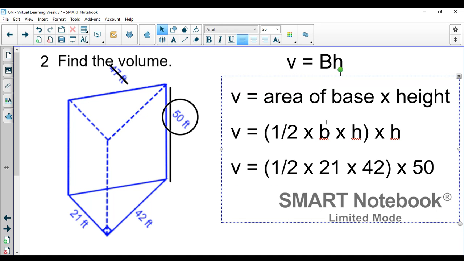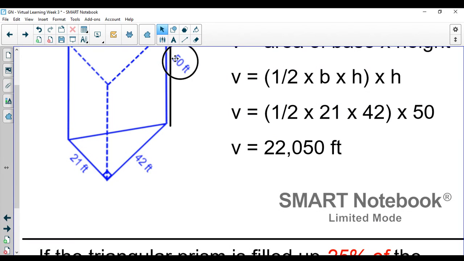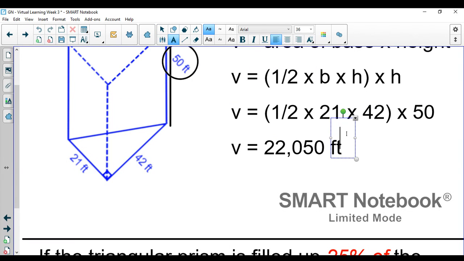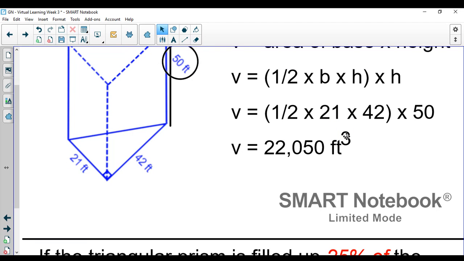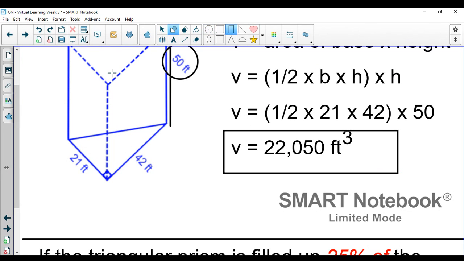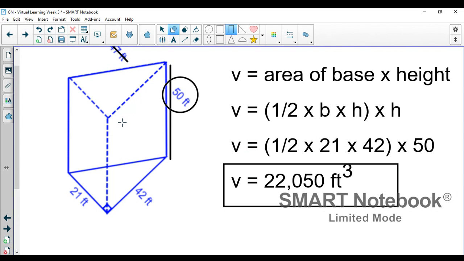Once you get to that, you can pick up your calculator. I'm going to do it right now because I know it's a rather large number. 1/2 times 21 times 42 times 50 in a calculator means that the volume was 22,050 cubic feet. And I will move this down so you can see it. Sorry, on my home computer I only have the trial of the smart software and it keeps this limited mode for me. That would be the volume, how much space is on the inside of that triangular prism.